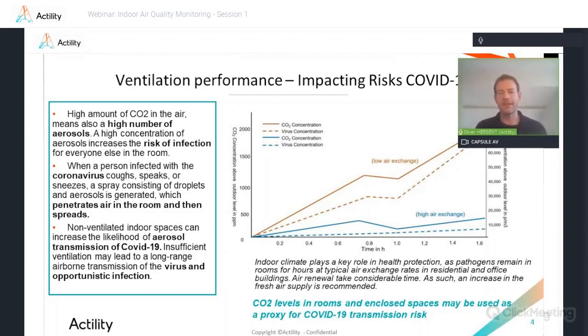Vice versa, if you close the window, if ventilation is not enough, then the CO2 rate will increase. It's a very, very good measure of lack of ventilation. And you can see in this graph that it is really correlated to the concentration of the virus in the air. So that's, of course, right now, a very key reason why measuring IAQ is extremely important.